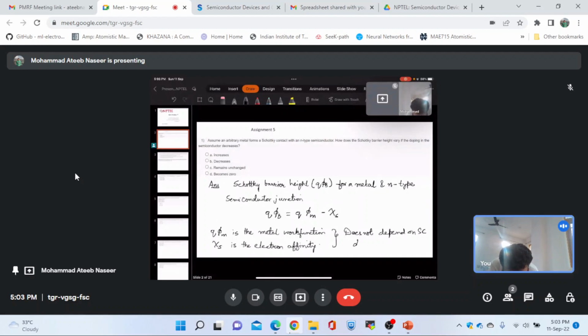So clearly, since the Schottky barrier height depends on these quantities, and none of them depend on the doping, we can clearly say that it remains unchanged with the doping. So the Schottky barrier height remains unchanged with the doping. Now let's move towards another problem.